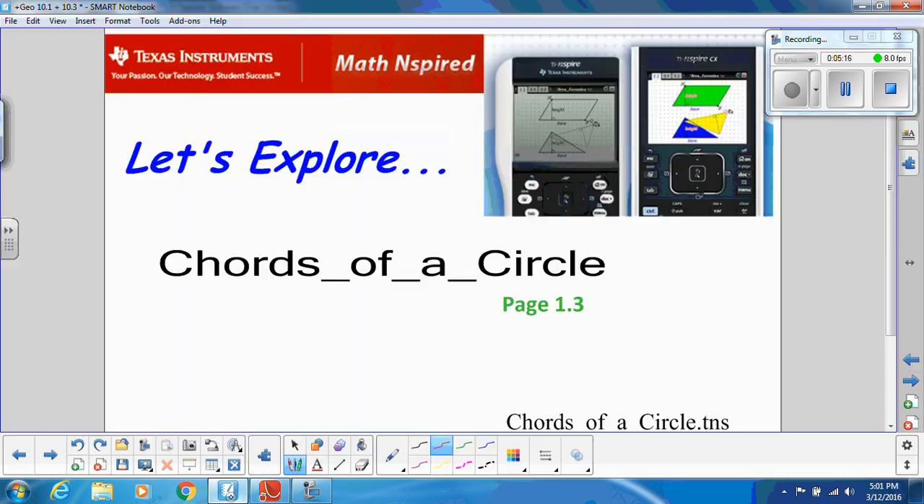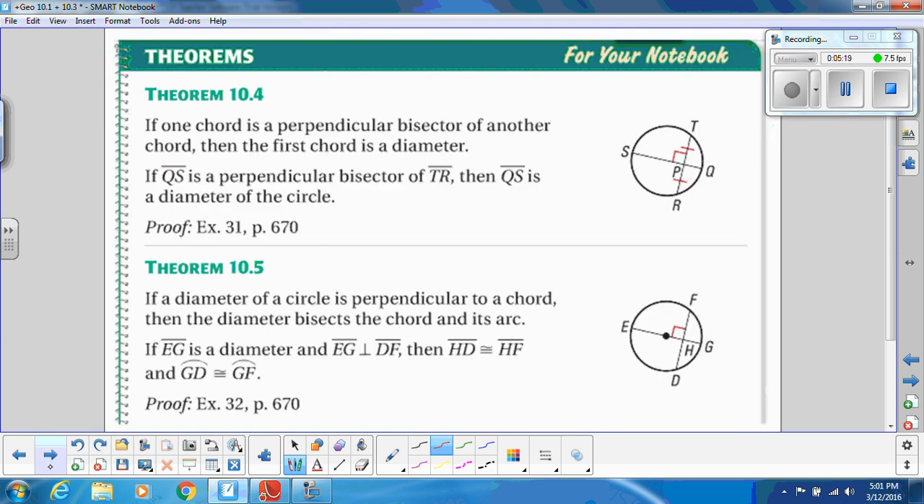So what we're going to write down, it's really two theorems, but they mean the same thing. If one chord is a perpendicular bisector of another chord, then that first chord has to be the diameter. They're just saying this has to go through the center. Or if a diameter of a circle is perpendicular to a chord, then we know that it's going to bisect that chord. So write those two theorems down, and we're going to use those in several examples.